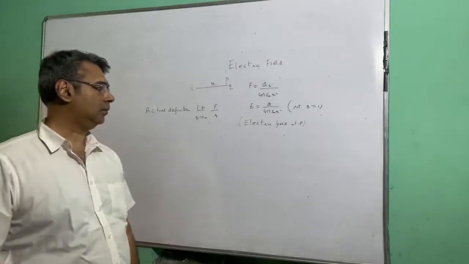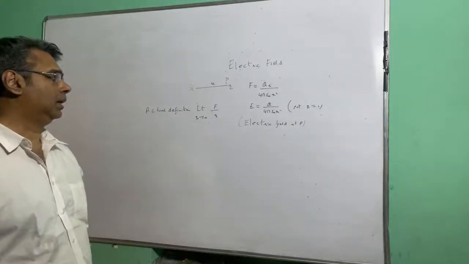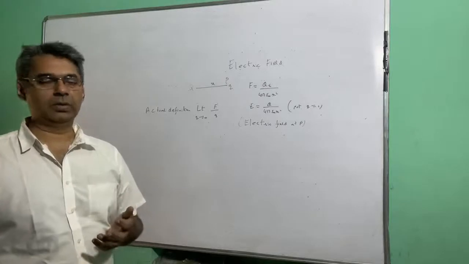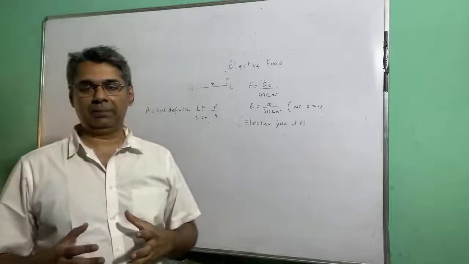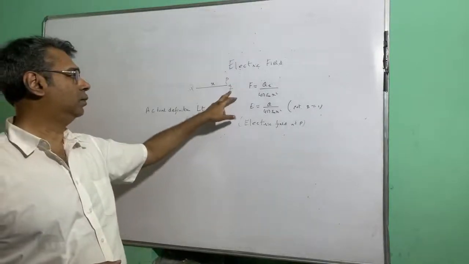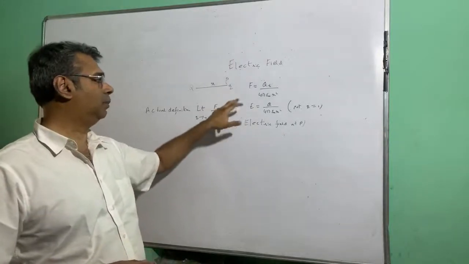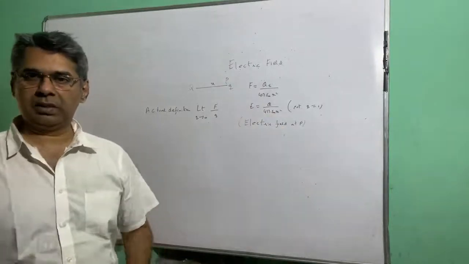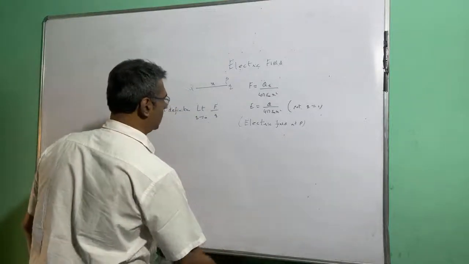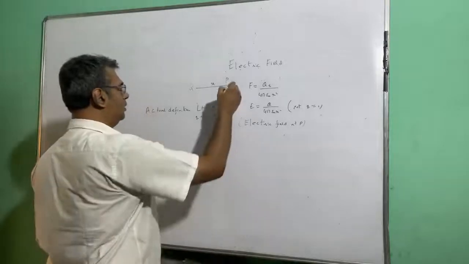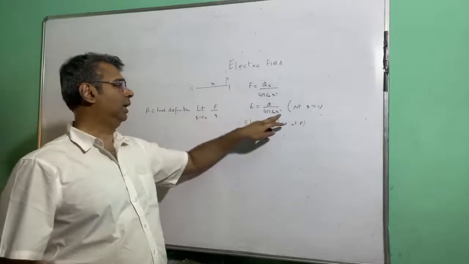So the electric field is more versatile than force, because it is for a point in space. At that point, it gives you a complete idea of what is likely to happen if you place a charge there. Let me explain. Suppose I tell you the electric field at point P is capital Q by 4 pi epsilon naught r square. Basically what did I do? I just took a 1 coulomb charge over here, and I got this electric field.